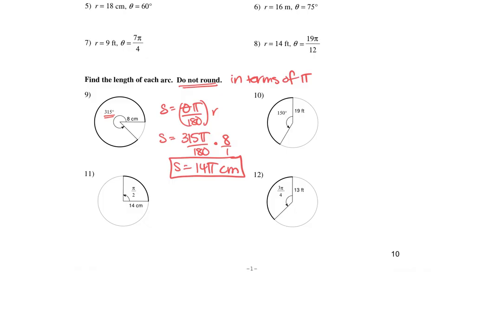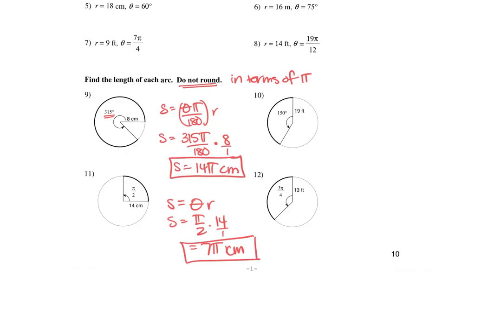So let's take a look at number 11, which is in radians. On this one, I have to use that my arc length is equal to my theta times my radius. So in this problem, pi over 2 times 14. 14 divided by 2 is 7. So I get 7 pi. What are my units? Centimeters. 7 pi centimeters for my arc length.